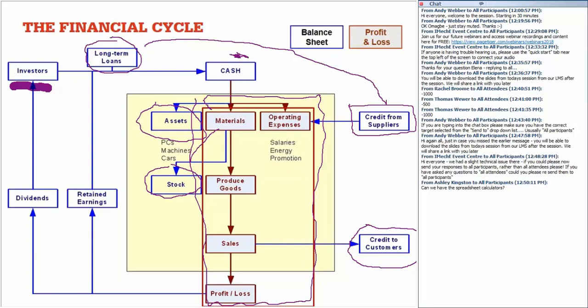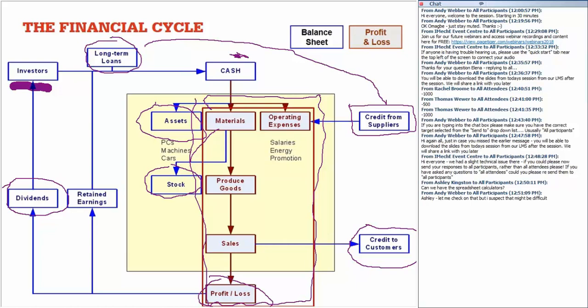Now, at the end of the year, we have hopefully made a profit. And we have a couple of options with that profit. We can either pay dividends to the investors, and that is money that is going out of the business. So once the shareholders have that dividend, it's no longer available to the company. It's being given back to the owners of the company. It's their money.